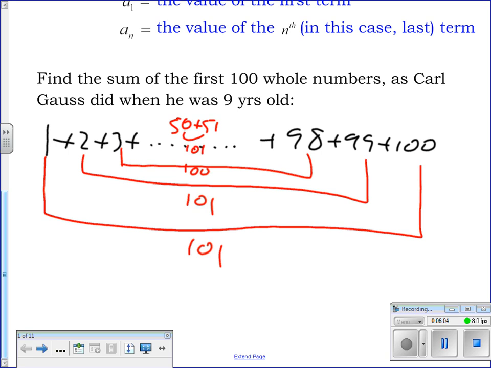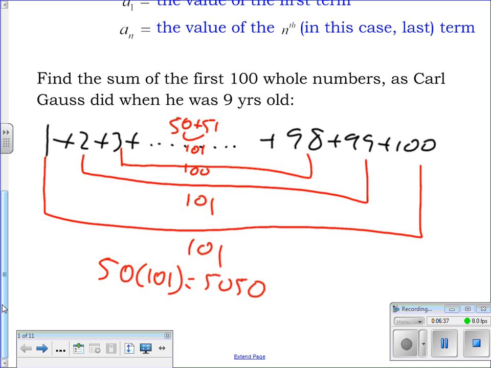How many pairs of numbers add up to 101? 50 pairs times 101 add up to 5,050. That's what he did at 9 years old. Kind of makes you feel a little small and insignificant, doesn't it? But like I said, he was truly gifted. He had a gift for seeing patterns, and that's what that was.